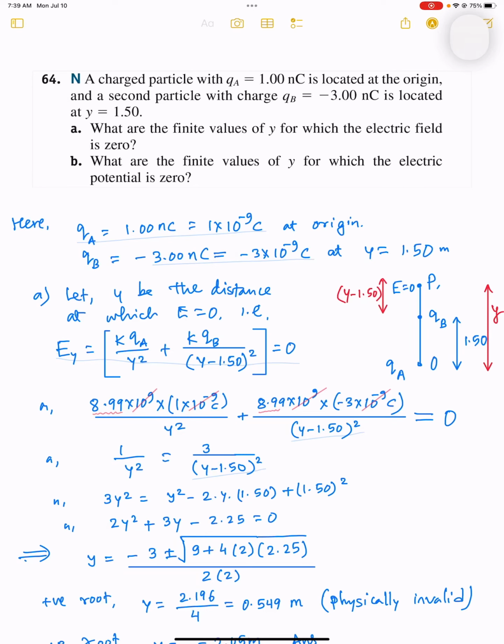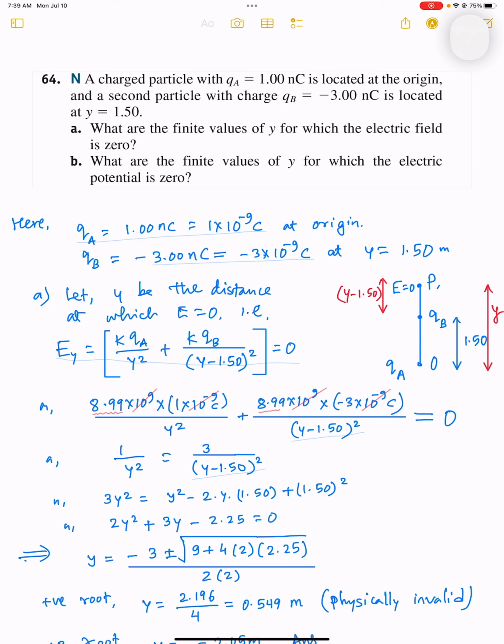Okay, this is problem number 64 from chapter 26. A charged particle with charge 1 nanocoulomb is located at the origin, and a second particle with charge QB equals -3 nanocoulomb, which is negatively charged, is located at y equals 1.50 meter. For part A, you have to estimate the finite value of y for which the electric field is 0.